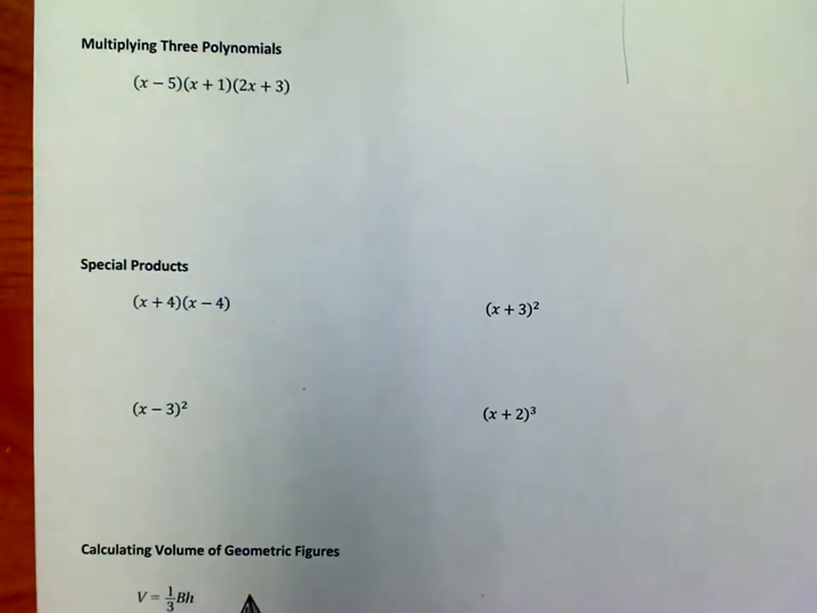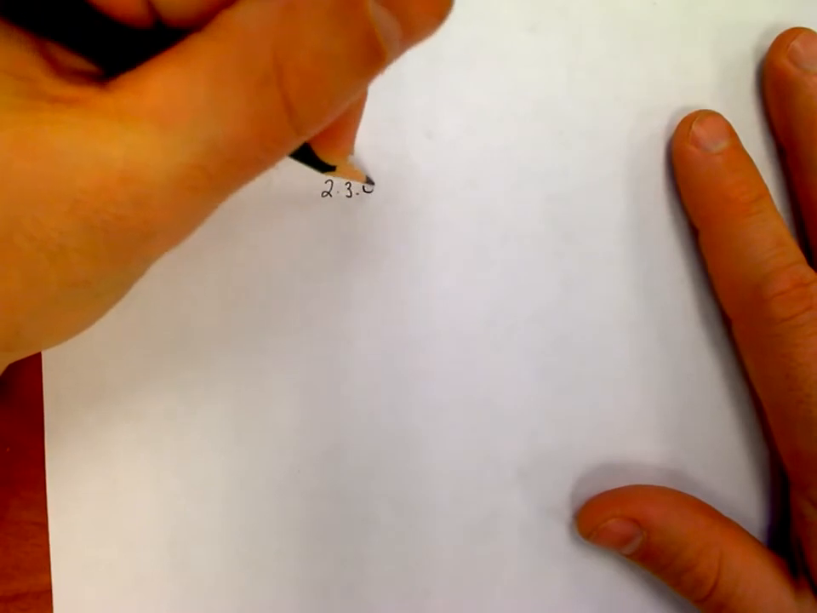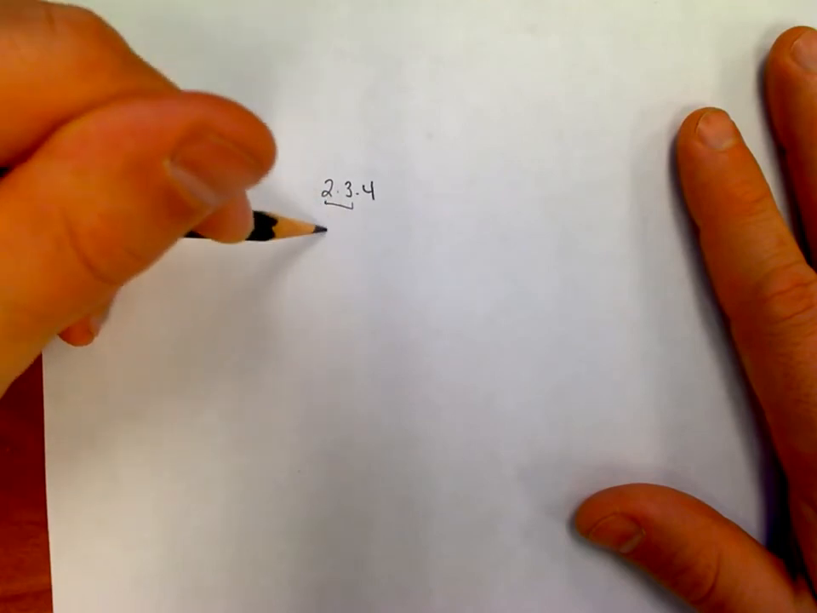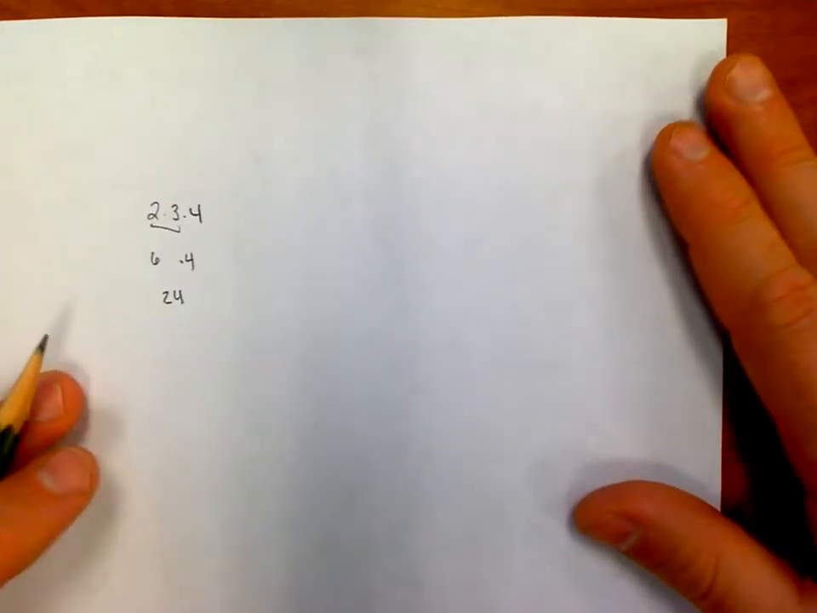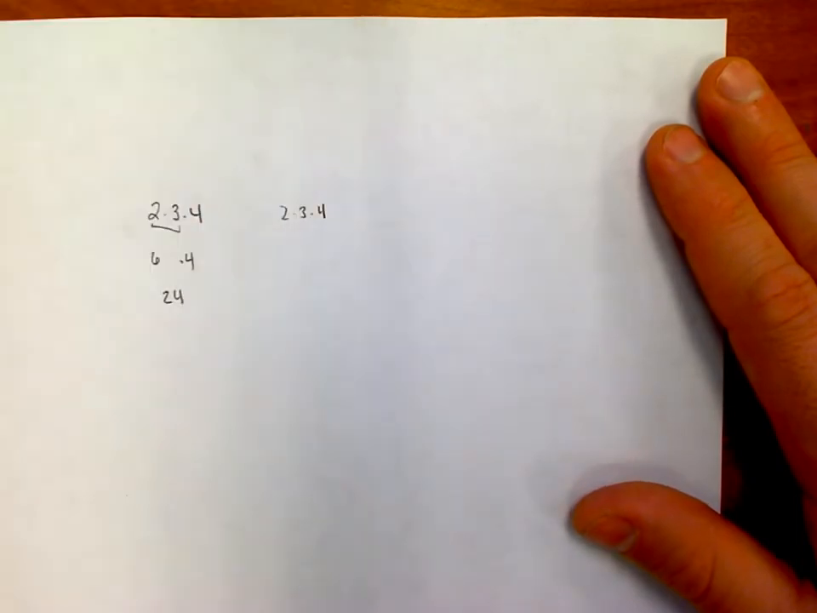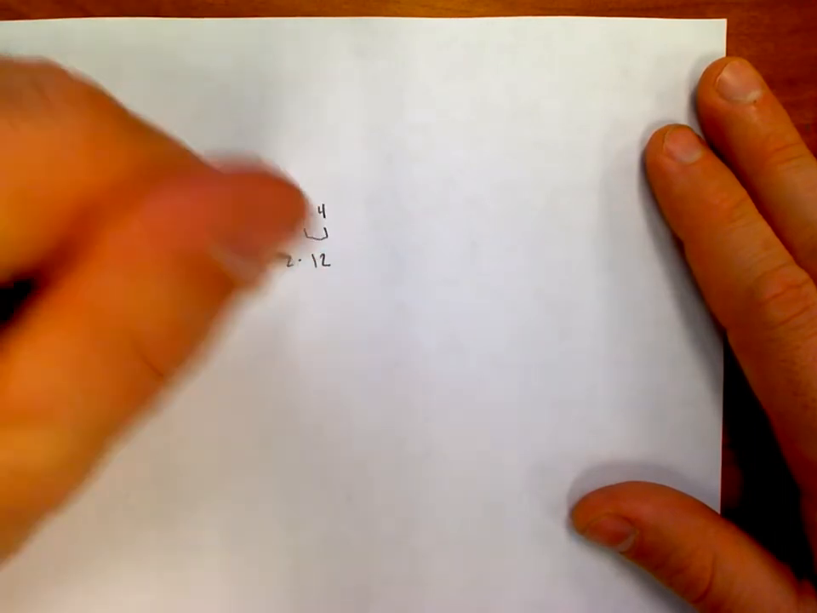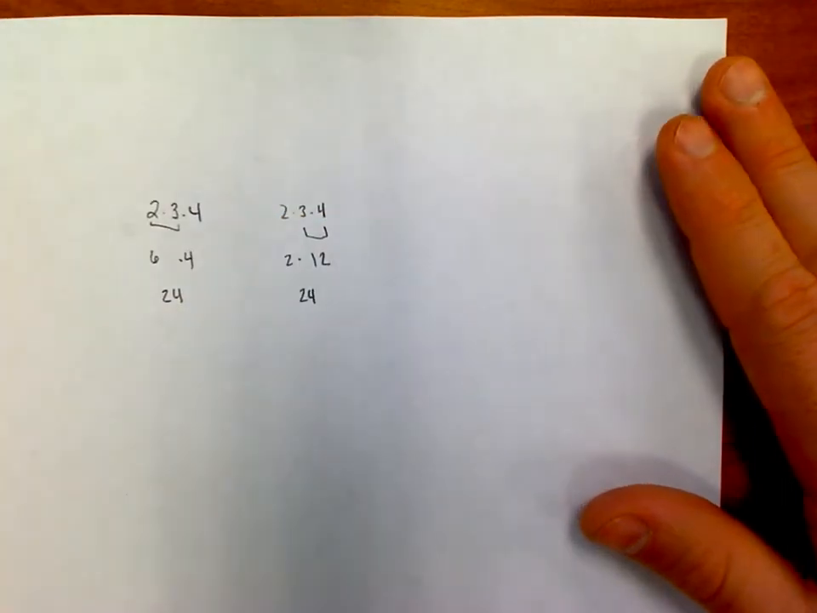Whenever I multiply three polynomials together, little side problem here, okay? If I asked you to multiply 2 times 3 times 4, everybody I hope would say it's 24, but the way you got there would be different. Some of you would say 2 times 3 is 6, and 6 times 4 is 24, so you would group the 2 and the 3 first. And others of you might say, wait a second, 3 times 4 is 12, and 2 times 12 is 24. So you'd group the 3 and the 4 first.